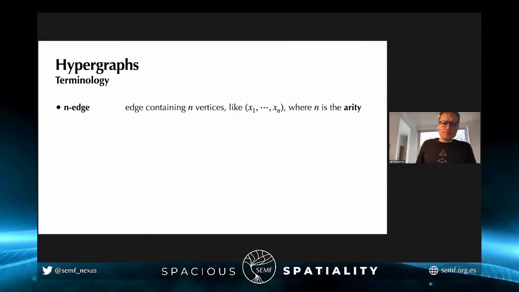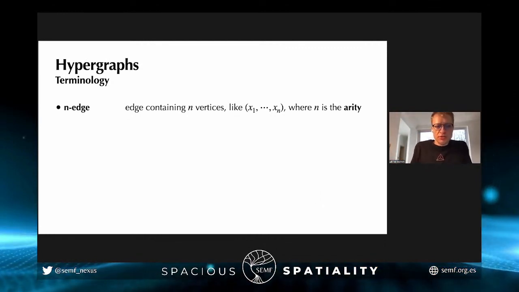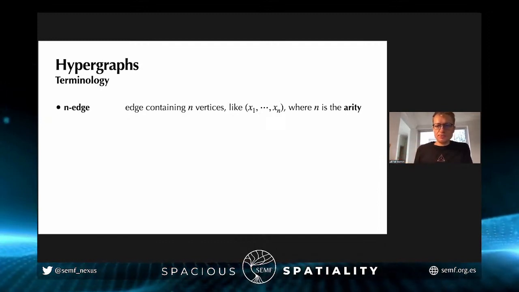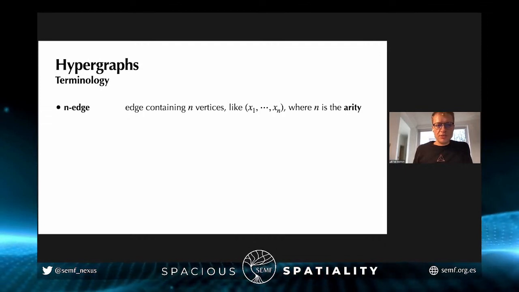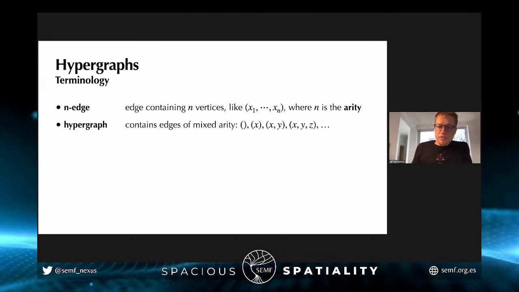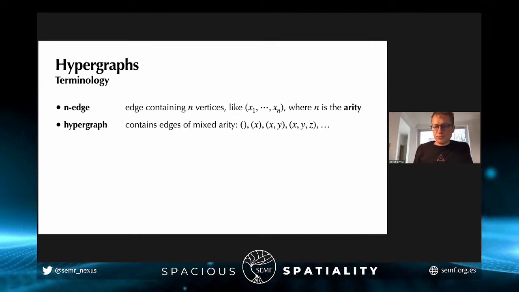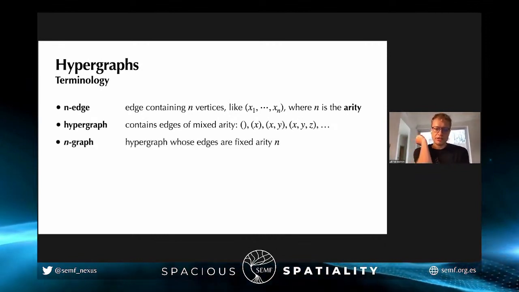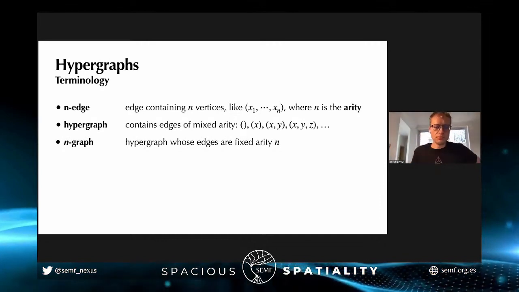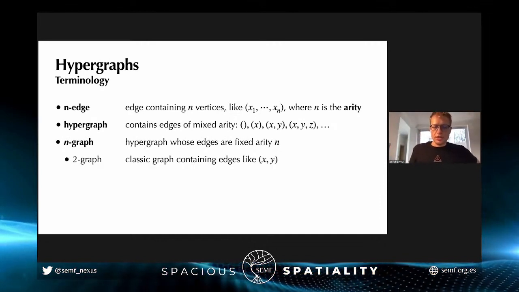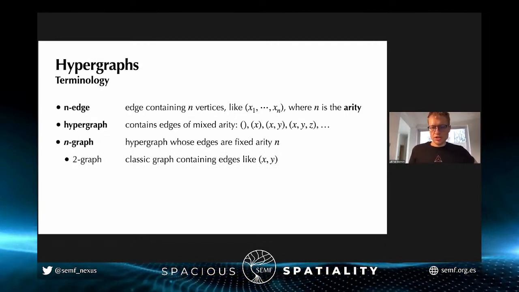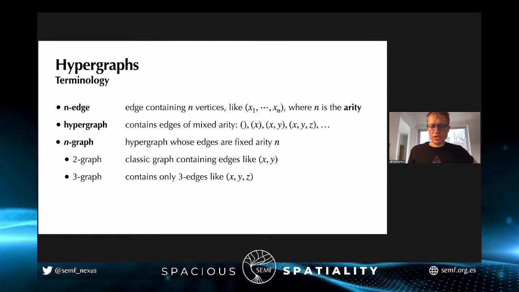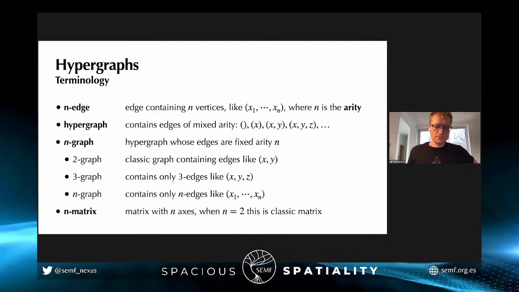A little bit of terminology we can introduce here. All these different kinds of edges floating around with different numbers of vertices in them, we use the phrase n edge for a hyperedge with exactly n vertices in it. And n is called the arity of that particular hyperedge. So a general hypergraph contains edges of any arity: zero edges, one edges, two edges, and so on. But there are particular hypergraphs where we limit the arity to be fixed at some particular n. So for example, a two graph is a hypergraph in which all the edges are two edges. And that's just a classic graph. So a three graph is a hypergraph where all the edges are three edges, and so on.